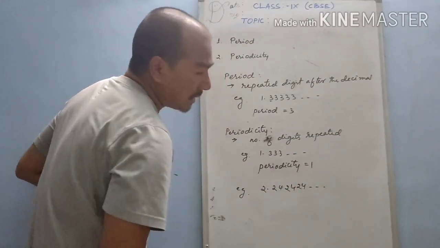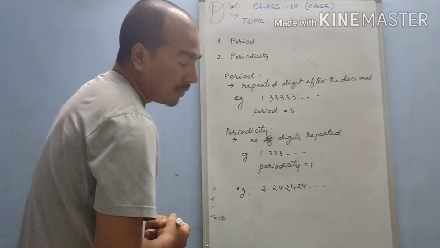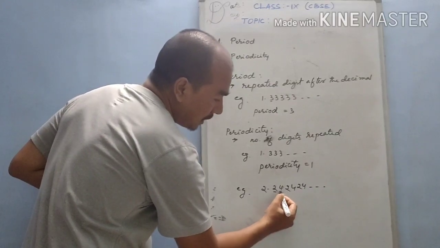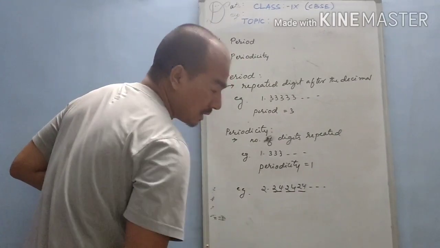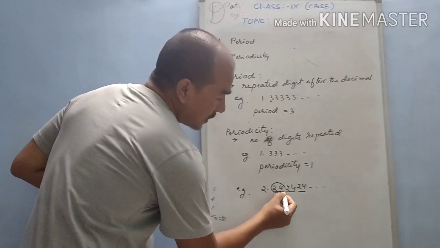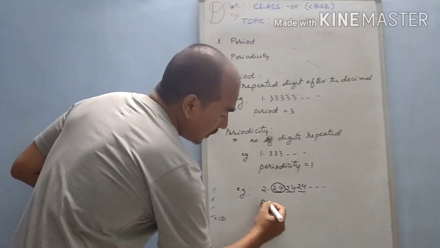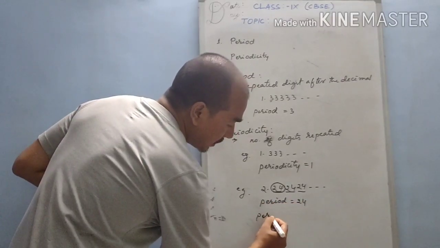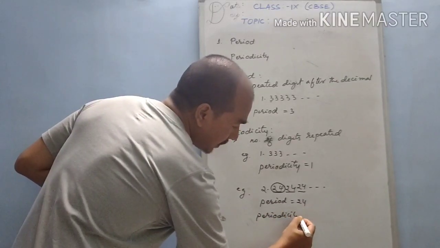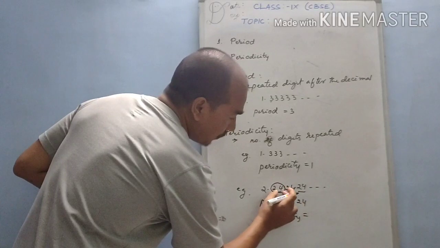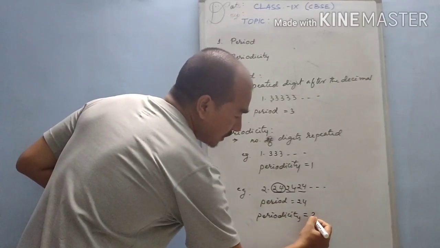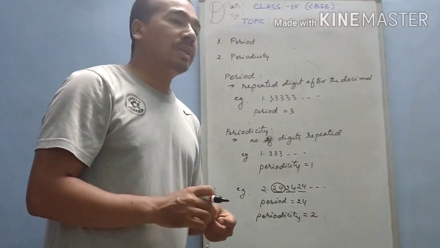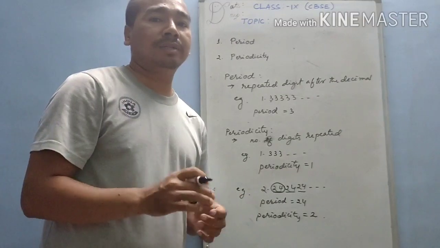2.242424. In this example, after the point, which digit is repeated? Here first one is 2, next one is 4. Again similarly 242424 is coming here. So this 24 is the repeated block. What do you call this one? Period. So period is 24. And what is the periodicity? How many digits are repeated? 24, 2 digits are repeated. So periodicity is 2. So this period and periodicity are related with the non-terminating and repeating decimal.